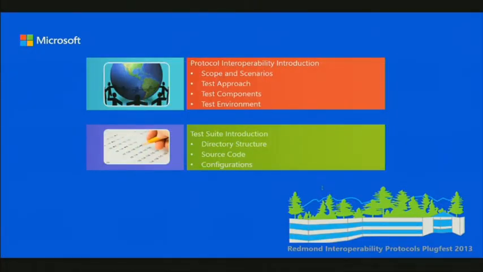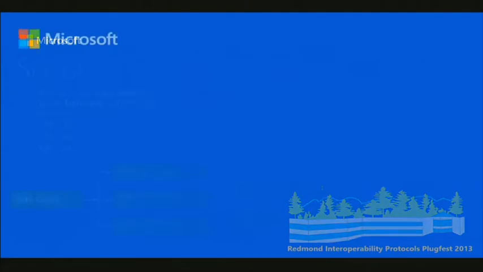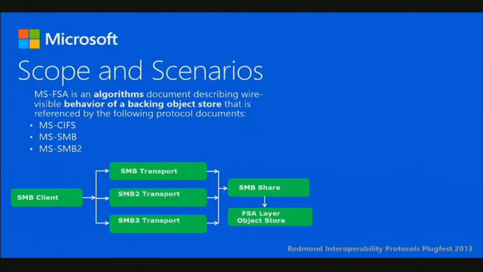Here's today's agenda. First, I will give an introduction about protocol interoperability, and then I will go through our test suite. How many of you are familiar with the FSA protocol and the document? Okay. FSA describes the abstract model of a file system object store to support CIFS, SMB, and SMB2.